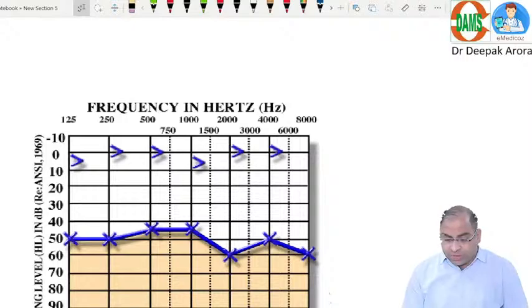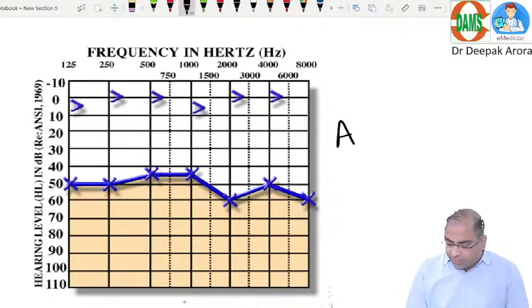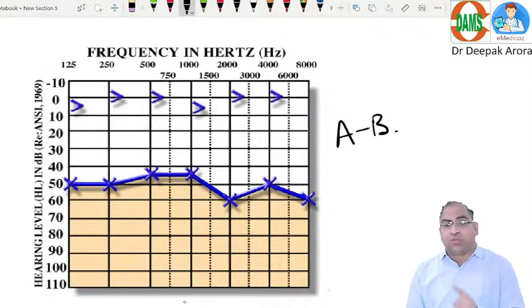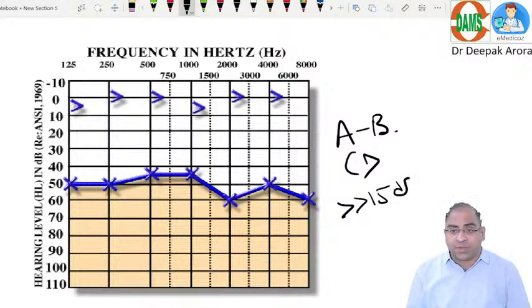Clear? Coming on to the next segment, what I am showing you is a typical finding of pure tone audiometry. Which gap? I am showing you the air-bone gap. So make a rule: air-bone gap is a feature of conductive deafness. How much is the air-bone gap? The air-bone gap should be more than 15 decibels. This is the important point for conductive deafness.